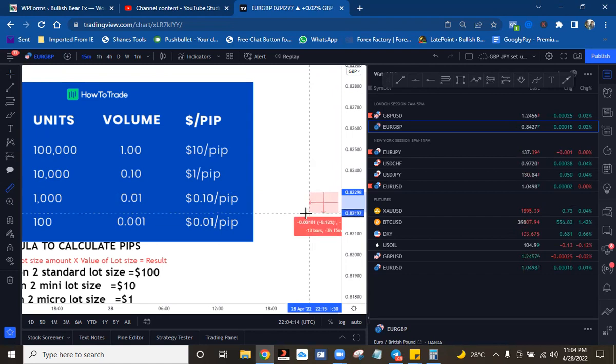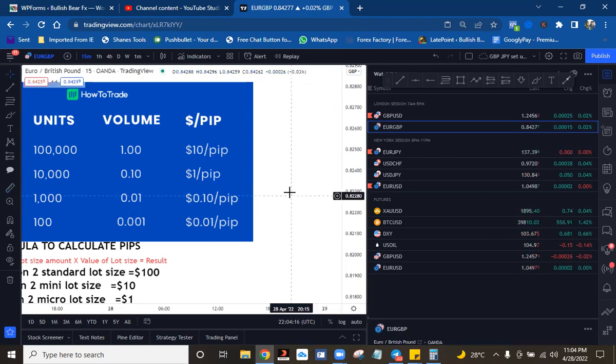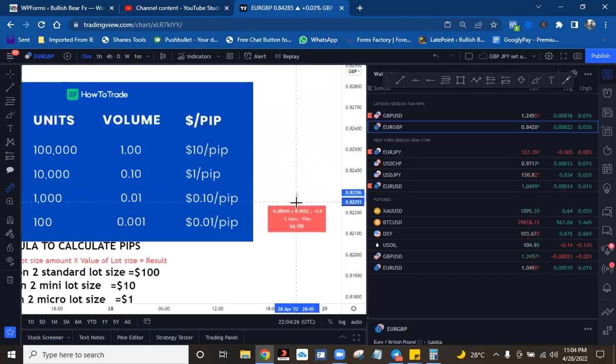Let me bring it out so we can see clearly here. Calculating with your ruler from 0.2296 to 0.2206. How many pips did it give us here? 9 pips.